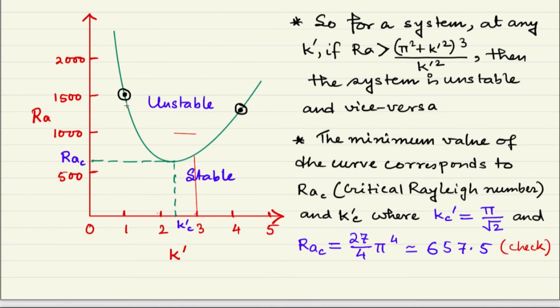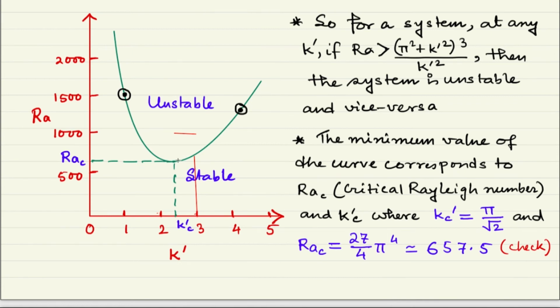So you can see that this curve will also have a so-called minimum. This minimum, if you just calculate for this, is called the critical value of the Rayleigh number. So critical Rayleigh number, or RAC. And for such a solution where Ra is equal to (pi square plus k prime square) whole cube by k prime square, these are the marginal Rayleigh numbers.